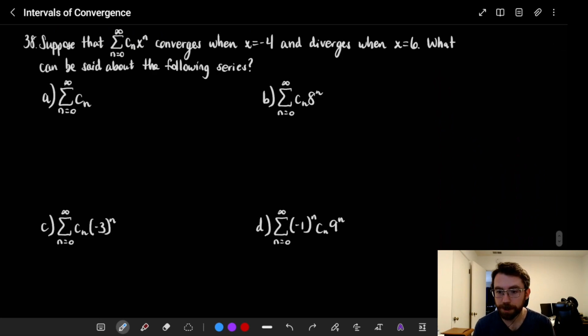Last problem I'm going to do is a slightly weird one. So suppose we have a power series. By the way, this C sub n is just saying, imagine these are arbitrary constants. C stands for constant. Sub n means maybe the constant changes for each n value. So I don't have to know what the C_n's are. They're just numbers. We can mostly ignore those.